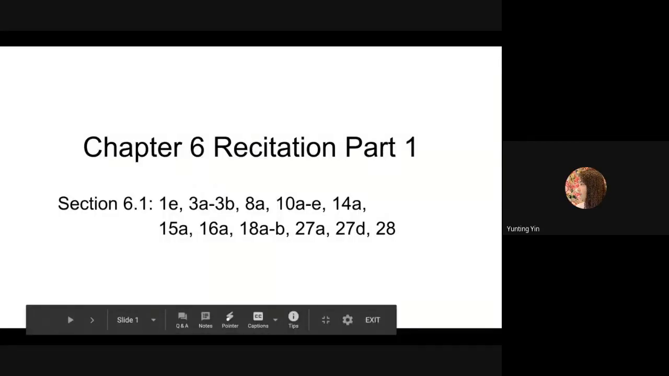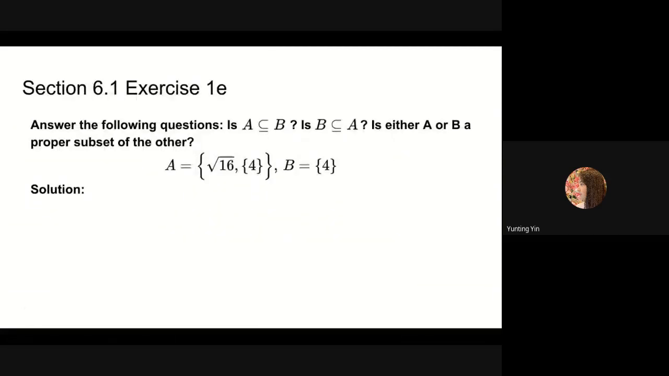We will start the recitation by doing problems in section 6.1. The first problem we will solve is 1E. Answer the following questions. Is A a subset of B? Is B a subset of A? Is either A or B a proper subset of the other?